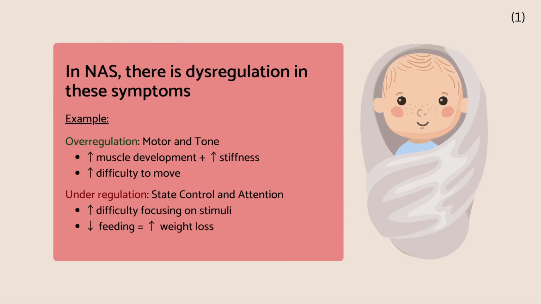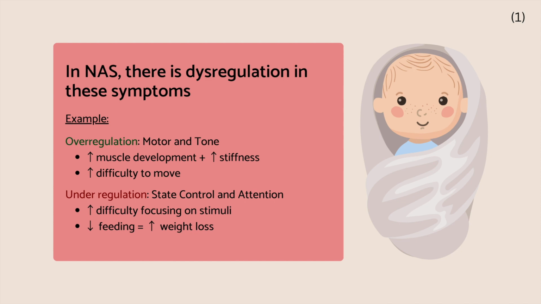However, in NAS, development of one or more of these behavioral systems are disrupted. This causes dysregulation or an imbalance between these 4 systems that translates to the various symptoms that can arise in each individual case of a baby with NAS. For example, an opioid-exposed infant could have extreme development in the motor and control system, which can lead to the development of too much muscle and hence difficulty for the baby to move due to the resulting stiffness.